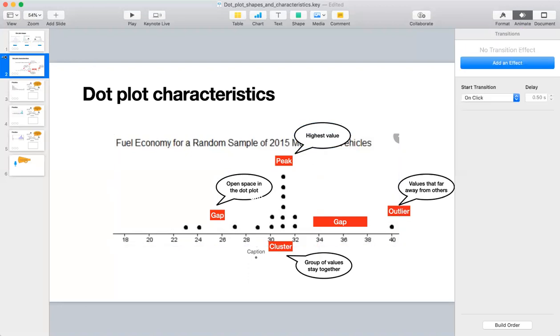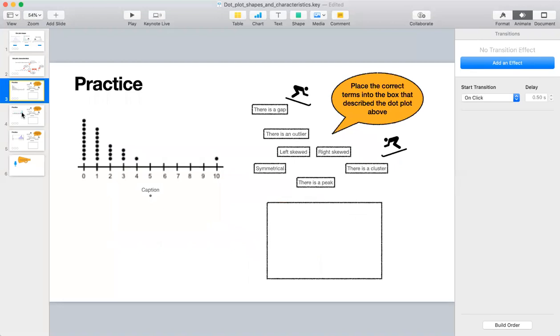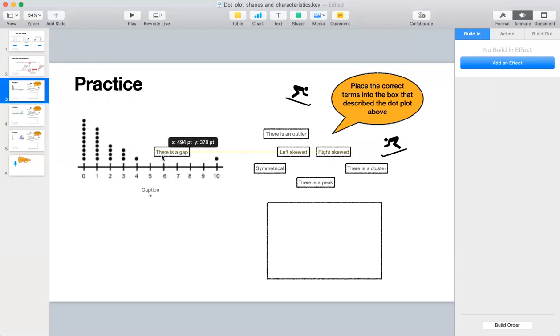Number 3, we're going to do a couple of practice problems from page 3, page 4, and page 5. On page 3, we have a dot plot right here, and we're going to place the correct terms that describe or interpret this dot plot. We're going to look at this dot plot and see what we have. First one, do you see any gap? Yeah, there's a gap right here from 4 to 10. So we have a gap.